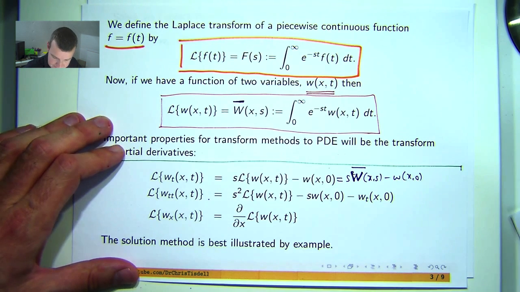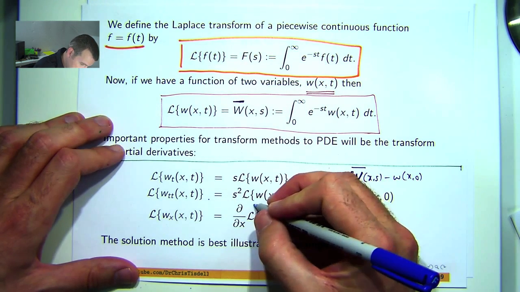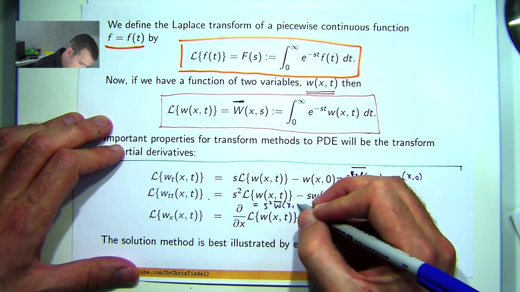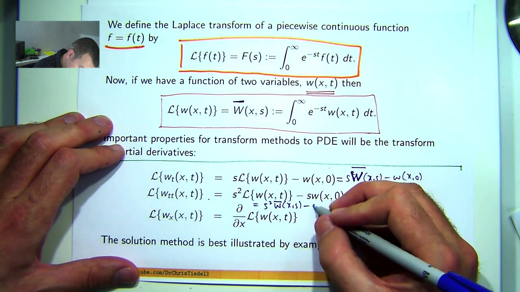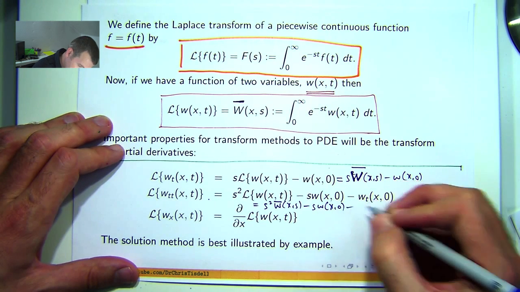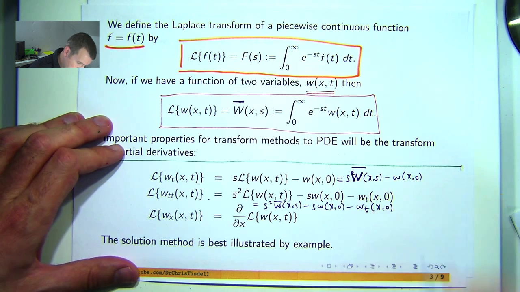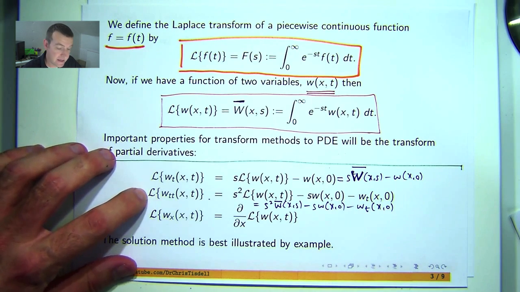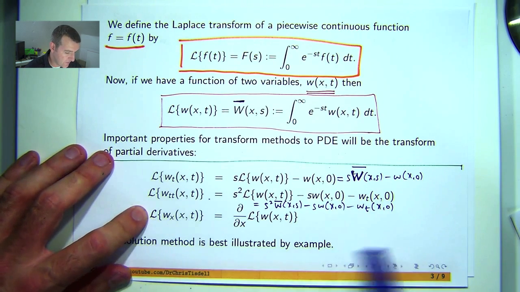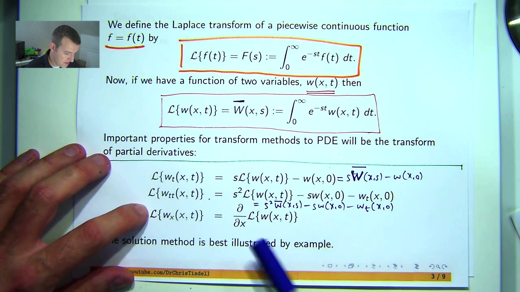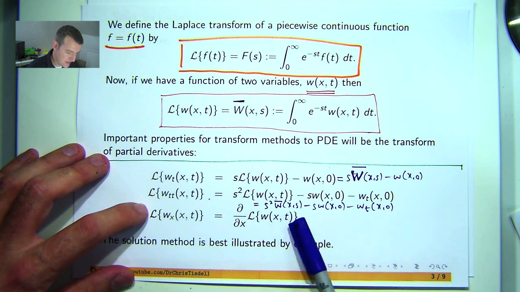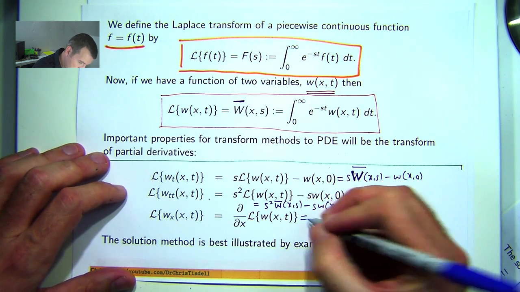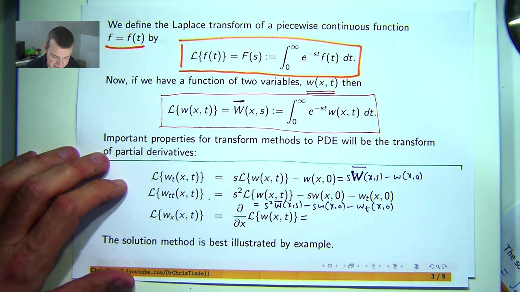This would be the following. And down here, this would be the following. So this is what happens if we take the Laplace transform of a second order derivative with respect to t. And what happens if we're taking the Laplace transform with respect to t of an x derivative? Well, it's just the derivative of the transform with respect to x. Okay, so to prove that, you can use Leibniz rule for differentiating under the integral sign.